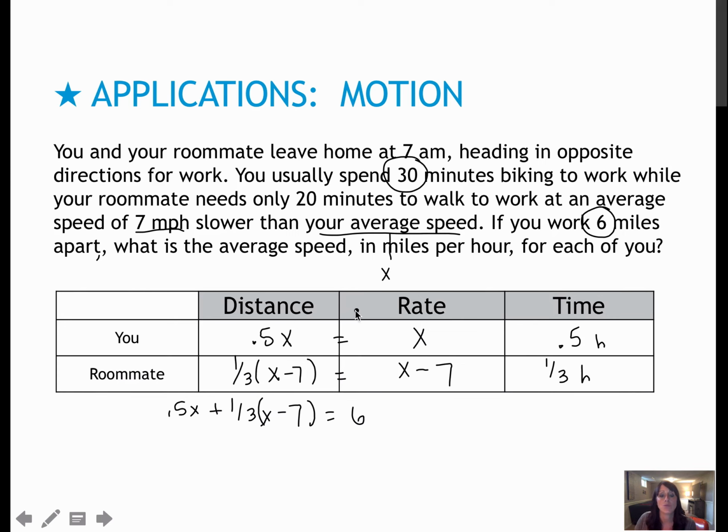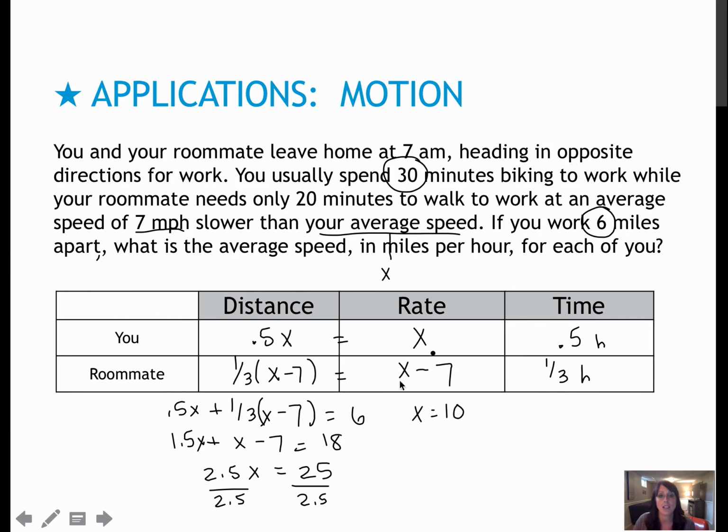It might be easier to multiply everything times 3 so that I don't have to deal with this fraction. So if I took this times 3, it would be 1.5x. This times 3 just gives me the x minus 7. This times 3 gives me 18. I'll add those two together to get 2.5x. Add the 7 to each side, which gives me 25. By dividing by 2.5, I of course would get that x is 10.